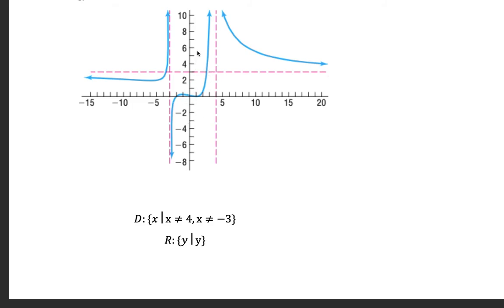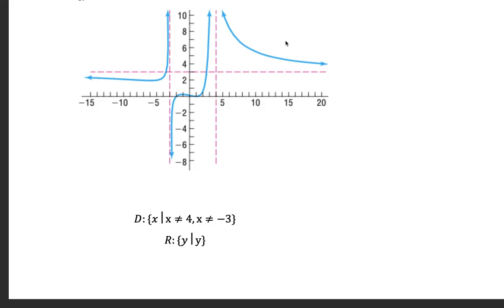Domain means, according to the x line, where you can see the graph. If the graph is not here, then we cannot say that the domain includes this value. Similarly, if this side is not given, then the domain is from this number to this number, the entire space between them. Remember, minus 3 and plus 4 themselves are not included, as they are the asymptotes. What is included is the space in between them.